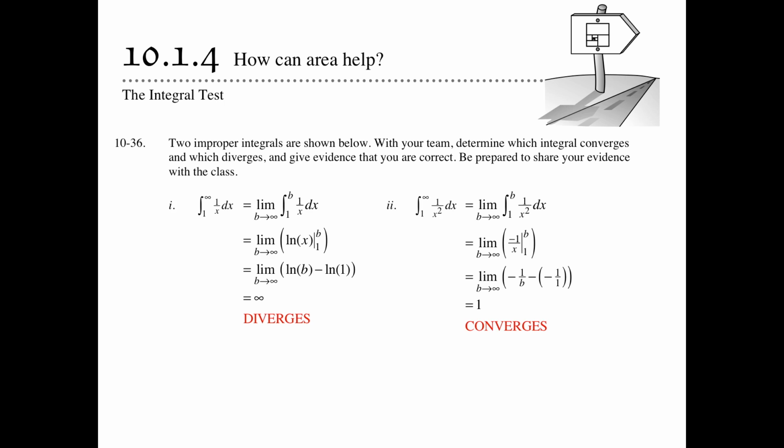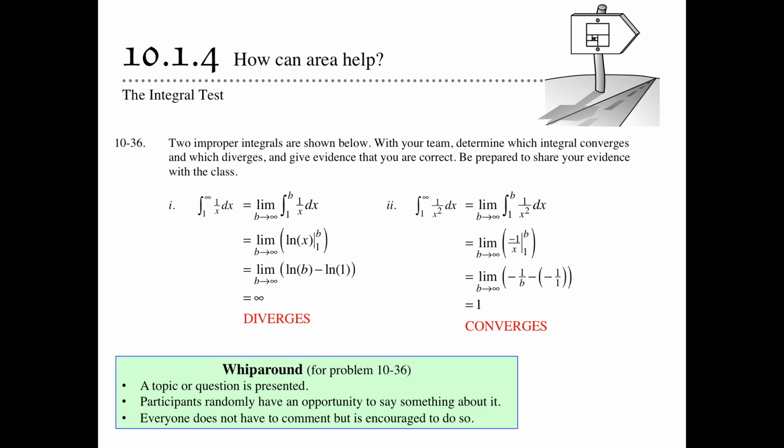Now, your students will be reminded that improper integrals sometimes converge and sometimes diverge. So, as you circulate, ask each team to discuss and make predictions about how this concept of converging and diverging integrals might be connected to determining the convergence and divergence of infinite series. And after a bit of time at their table, pull the whole class together for a whip around, which is a study team strategy where a topic is posed and then everyone has an opportunity to share an observation, prediction, or comment briefly with the whole class.